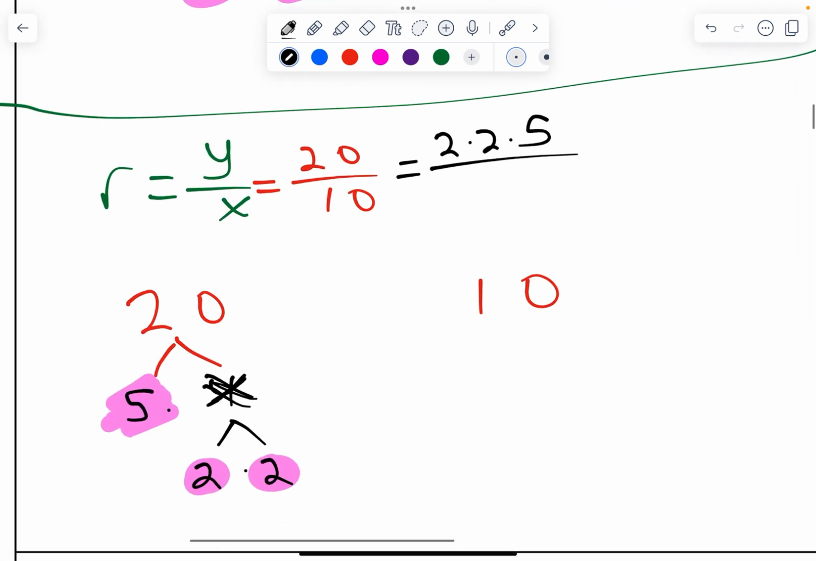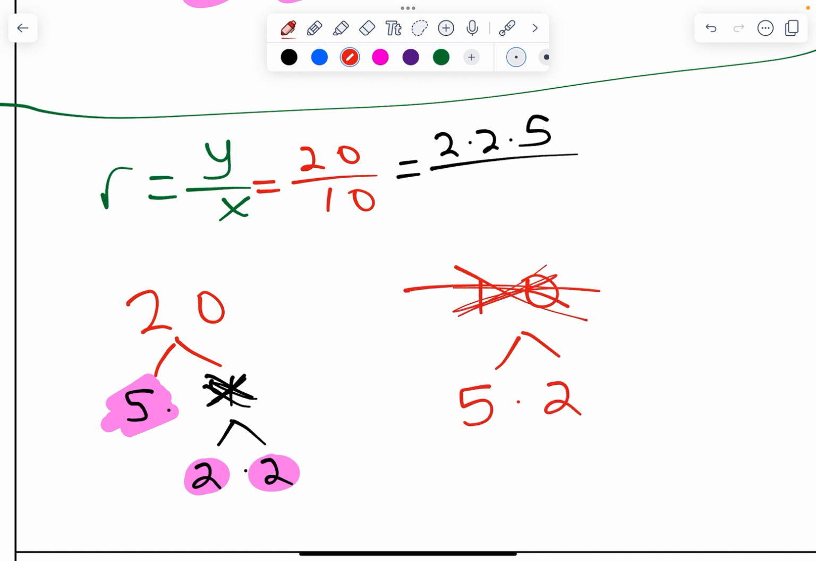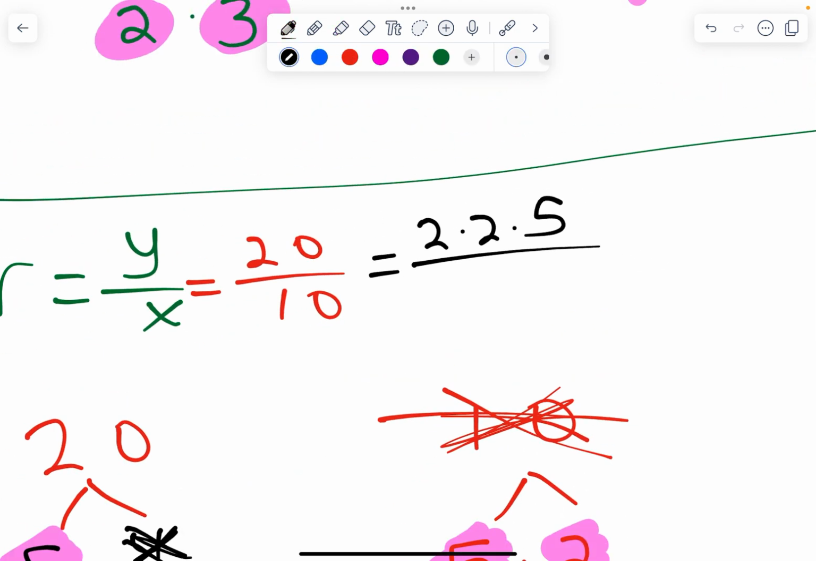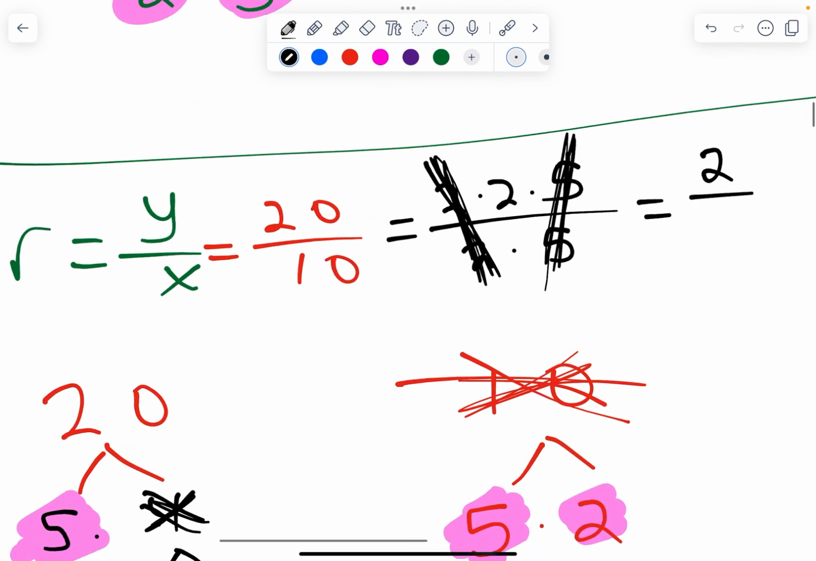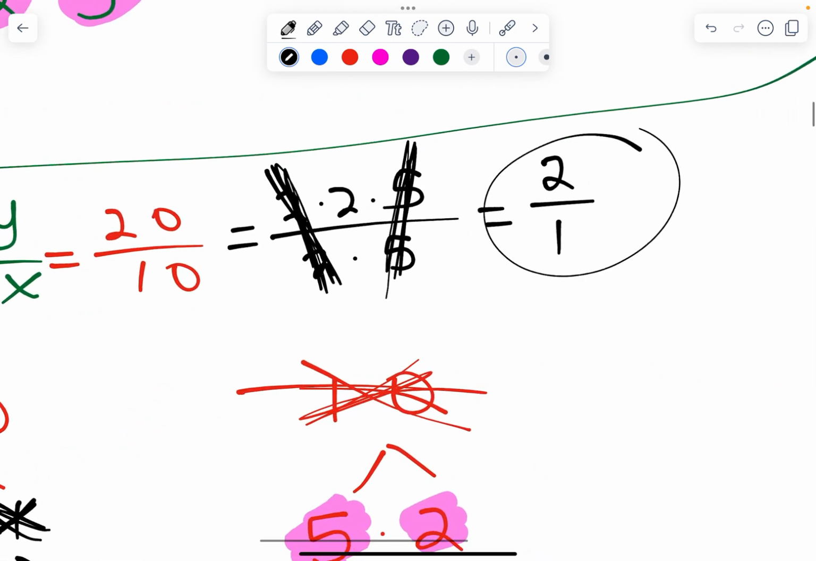And on the bottom, I got a 10, so that's 5 times 2. And hey, those are both prime. So 2 and 5. All right, from here, you guys just start breaking down. So I got a 2 on top. Those 2's right there that crossed out made a 1. The 5's that crossed out made a 1. So we could throw a 1 underneath.